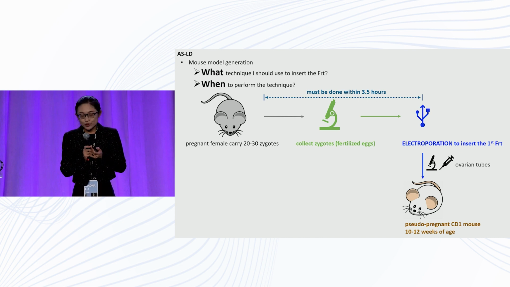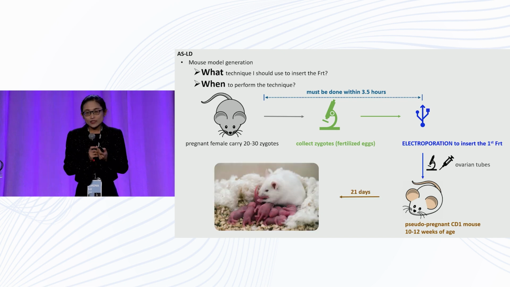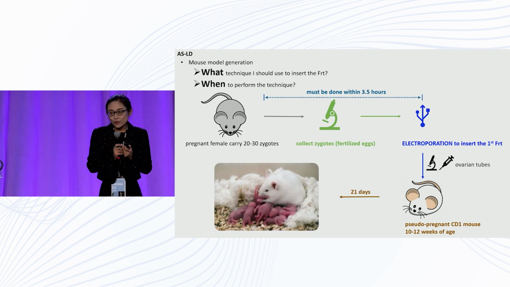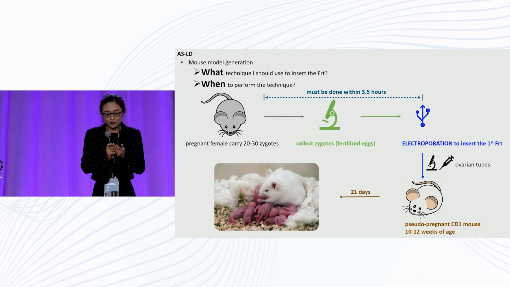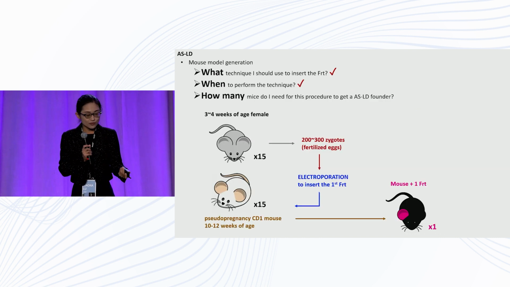Then we collect zygotes from the pregnant females for genome editing. We insert these edited zygotes into the oviduct of a pseudo-pregnant CD1 mouse. We prepare those pseudo-pregnant CD1 mice through the same time window. We set them with males which are sexually active but generate no sperm. If everything goes as planned, 21 days later, we should be able to get the genome-edited pups.